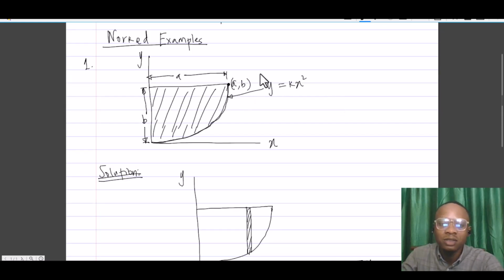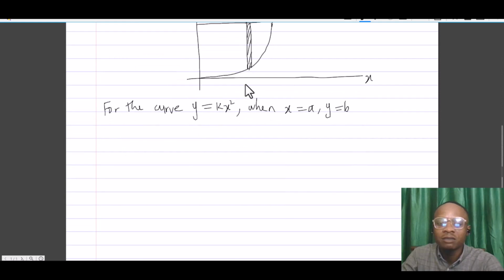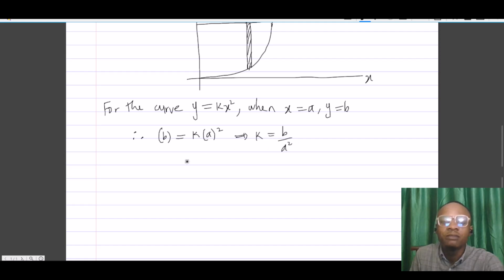Because it passes through this point, it means that on this curve, when x is equal to a, y is equal to b. So make use of that information to get our k. By substituting into this equation of the curve, we'll have y is equal to b is equal to k into x, which is a squared. And from here, we will get k to be equal to b over a squared.